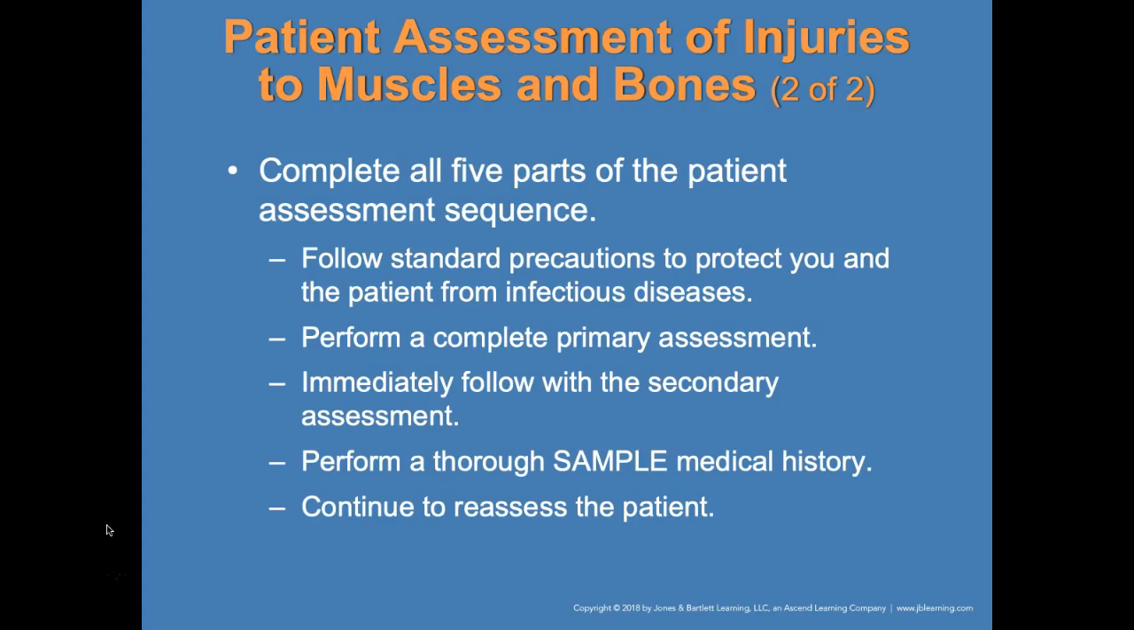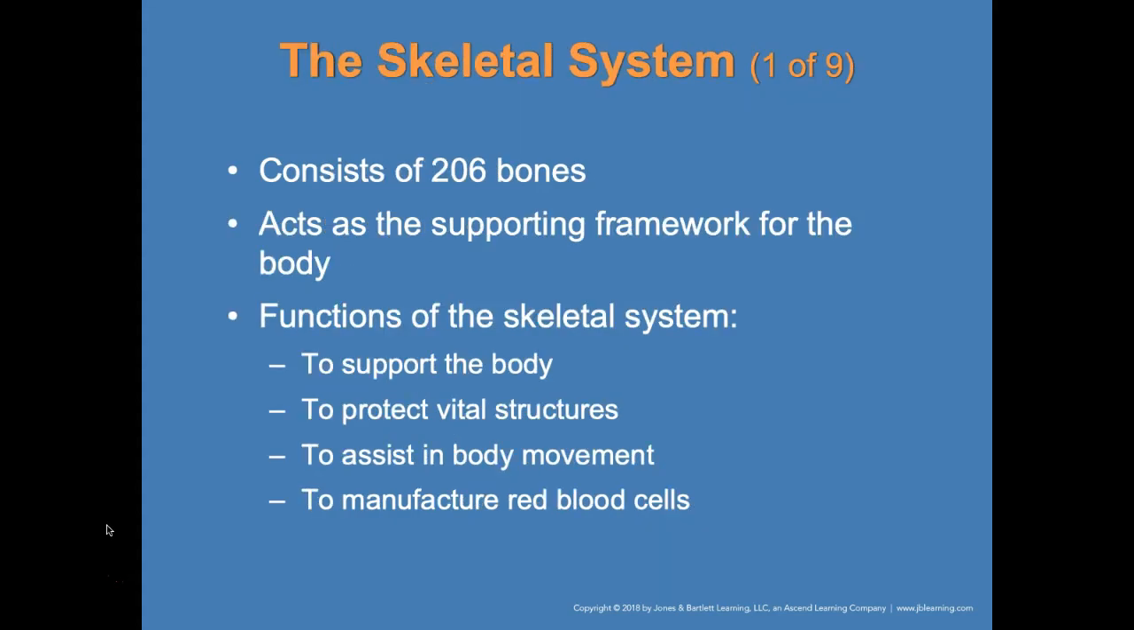Like I just said, we're going to follow those standard precautions, protect you and the patient from infectious diseases. Do our complete primary, immediately follow with the secondary, get our SAMPLE history, and then continue to reassess. So, the skeletal system. We talked about this back in the human body. We've talked about it in a couple other chapters. Obviously, there's some stuff that we need you guys to know about this, so we're going to go over it again just to get a little refresher before we move on.